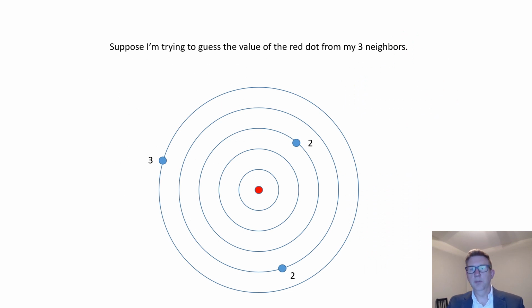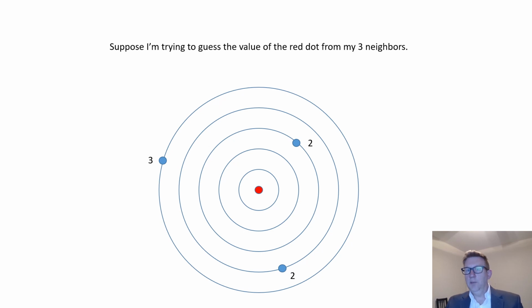So the idea here goes something like this. If I'm at a red point here, and I'm trying to guess my value from that of my neighbors, and let's say that I've got 3 neighbors that are nearby. The one on the upper right has a value of 2, the one at the lower right has a value of 2, and the one to the upper left has a value of 3. If I'm at the red dot and those are the neighbors that are nearby, what is my value? So take a minute, pause the video if you need to, and just think about that. What number would you give that red point if you were trying to guess?